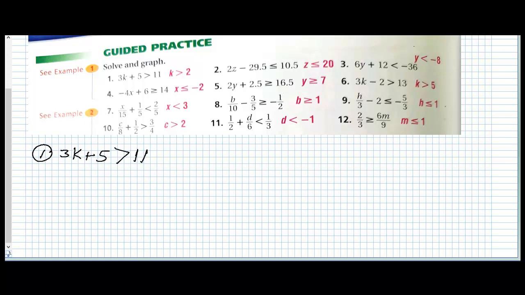We said before we start to remove all the coefficients from k. All the numbers on the sides, we need the variable to be alone, separate. We want to isolate the variable, okay? So first we have here plus 5, so we will minus 5 from both sides. Why minus? Because here we have plus. So let's minus.